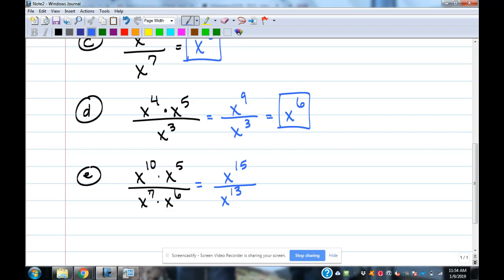Now, last step is the division problem. 15 minus 13 would be x to the 2, yeah, squared. We've done what looks like a pretty complicated problem. It's really not that bad. It's just 2 additions and 1 subtraction. It's not a hard thing.